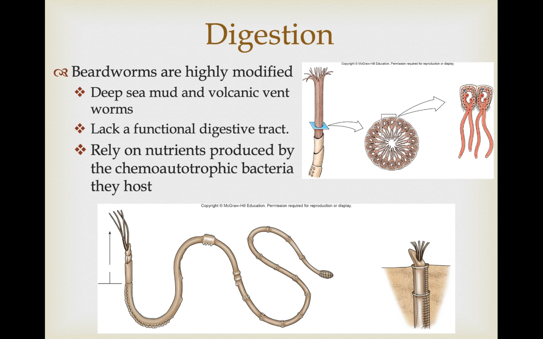Now, another really bizarrely and highly modified group of worms are called the beard worms. They used to even be put in their own clade, but now we know that they are just highly modified annelids. They live in the deep sea mud and some of these deep sea volcanic vent areas. They completely lack a functional digestive tract and instead rely on nutrients produced by symbiotic chemoautotrophic bacteria that they store in these tentacles that they stick out of the body. So they allow those bacteria to feed on chemicals, convert those chemicals into food sources that both the bacteria and the worms can use.